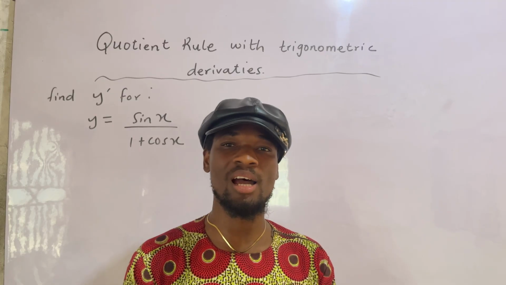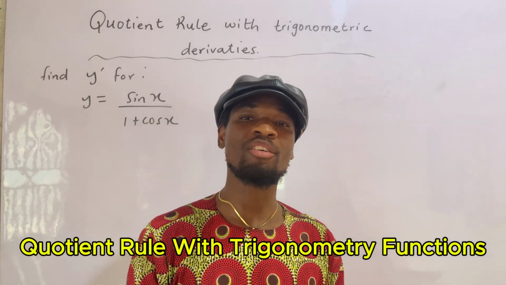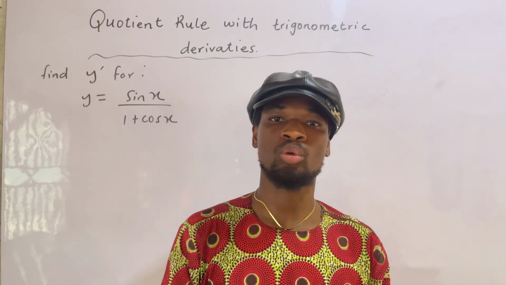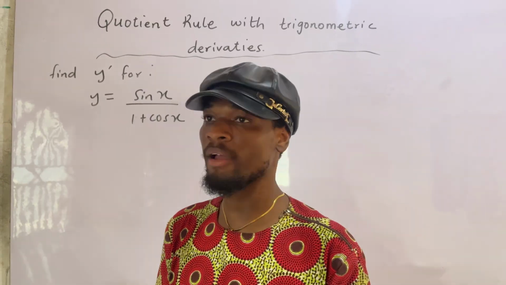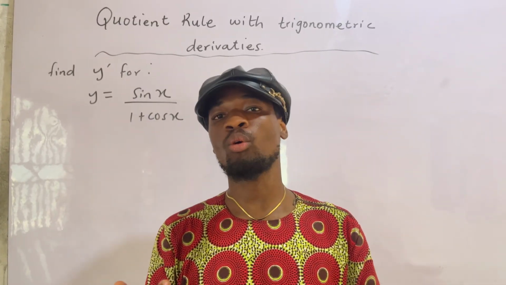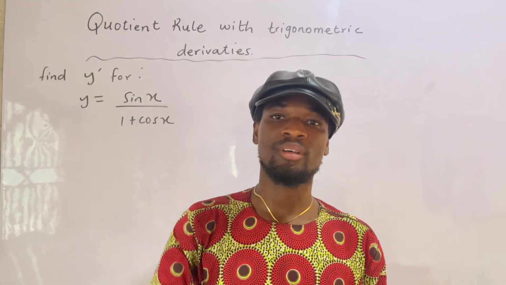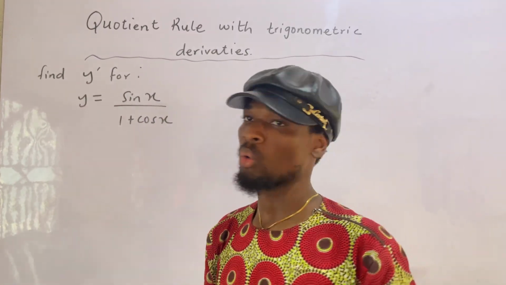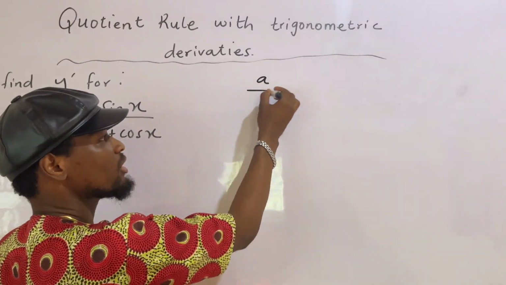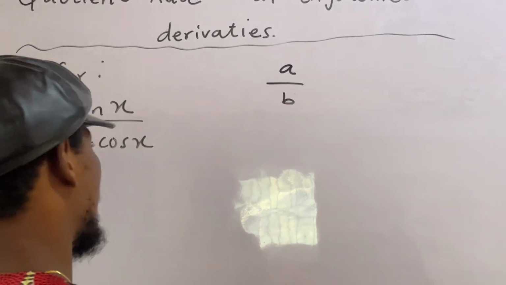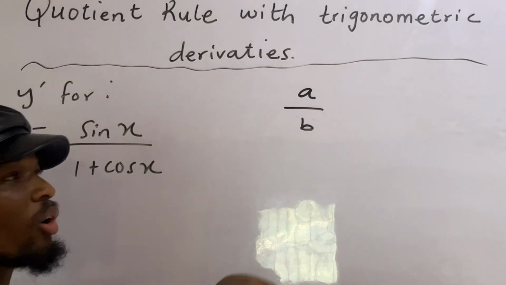Today we are going to consider the quotient rule applicable to trigonometric functions, or what we call trigonometric derivatives. When we talk about the quotient rule, quotient simply means division of two numbers, where we have the numerator side and the denominator side. So this is the quotient of two numbers.